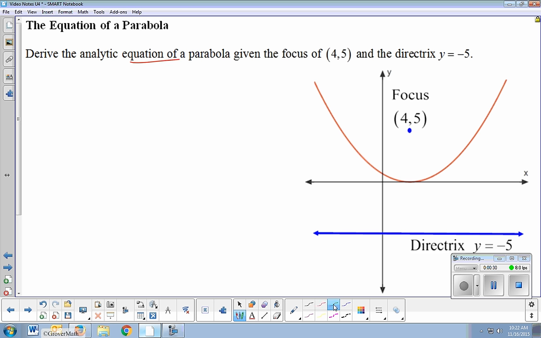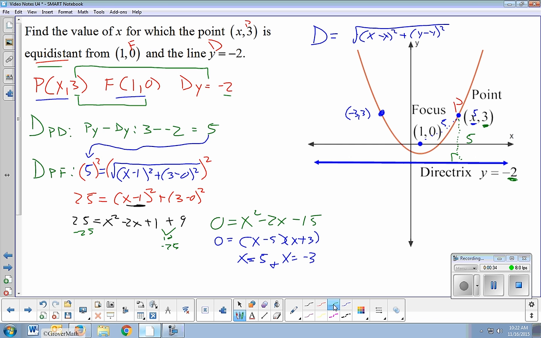In the last video, we did a question similar to this, where we had to set up an expression for the distance between a given point and the directrix, and that given point and the focus, and we knew they were equidistant. And that helped us find a missing part of the point.